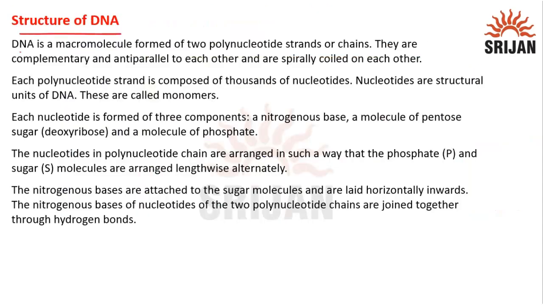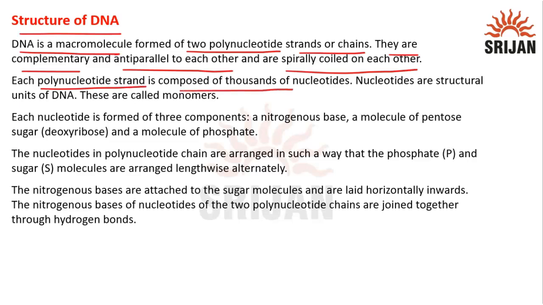Structure of DNA. DNA is a macromolecule formed of two polynucleotide strands or chains. They are complementary and antiparallel to each other. They are spirally coiled on each other. Each polynucleotide strand is composed of thousands of nucleotides. Nucleotides are structural units of DNA.